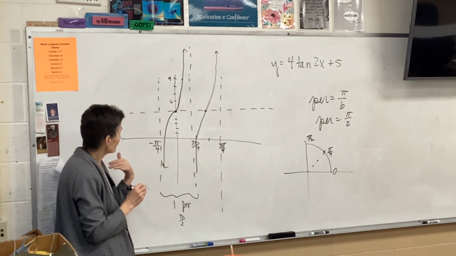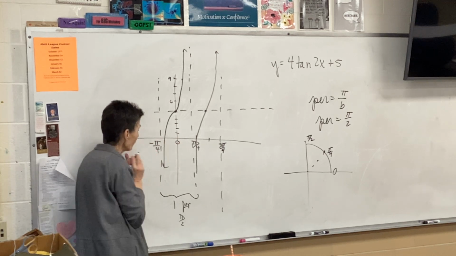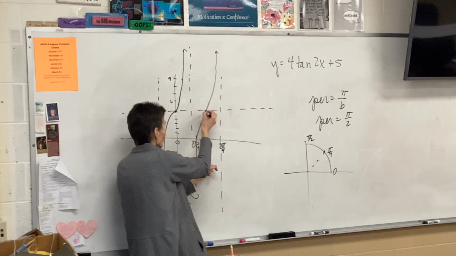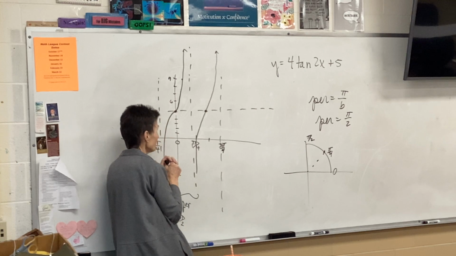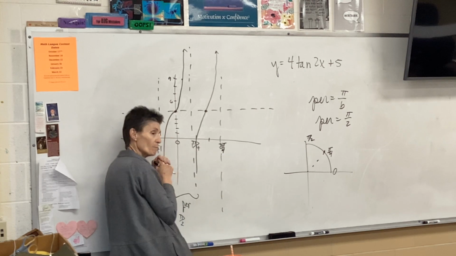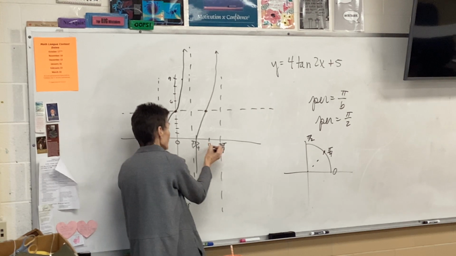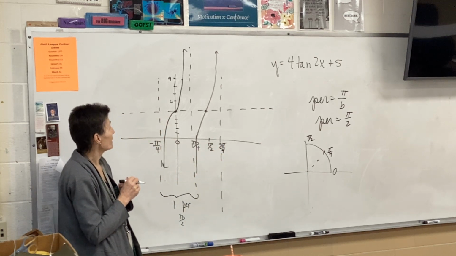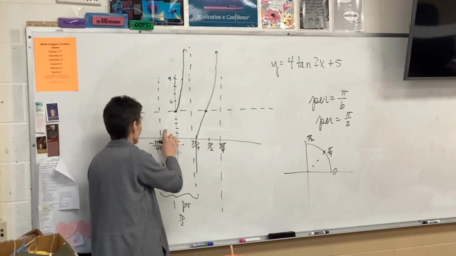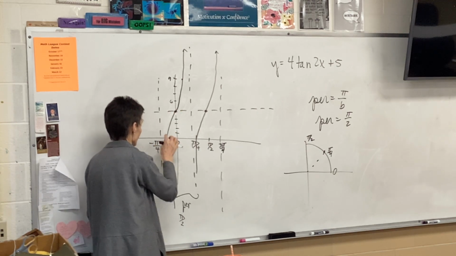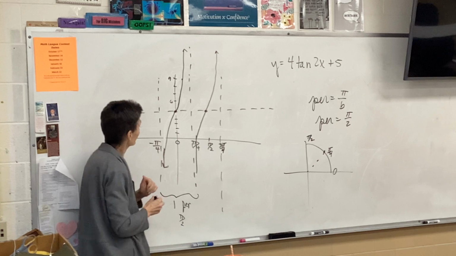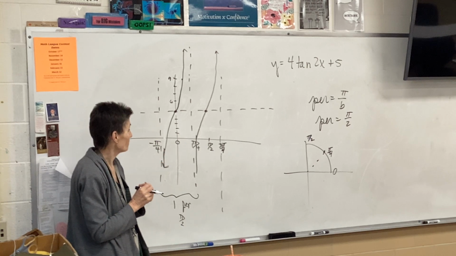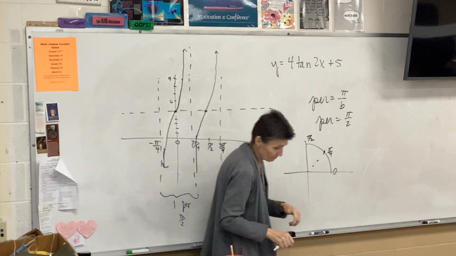The only thing I haven't done, I don't need to label this point, that's 0, but I do need to label this one. What is halfway in between pi over 4 and 3 pi over 4? That would be 2 pi over 4 or pi over 2. And there we go. Didn't quite make that one steep enough. There we go. Okay, there's 2 periods. I graphed 2 periods of it. You'll get the hang of it.